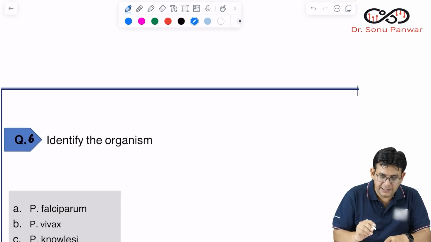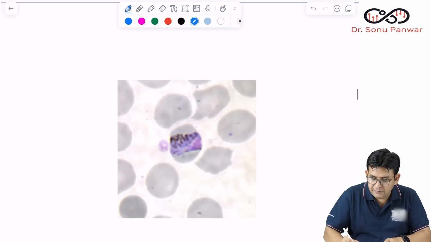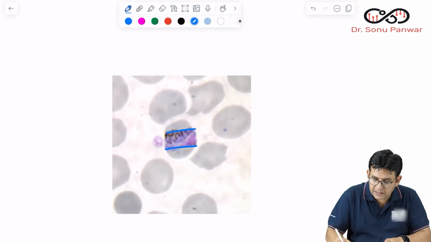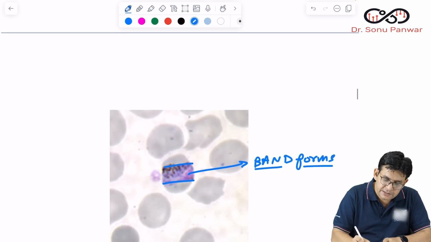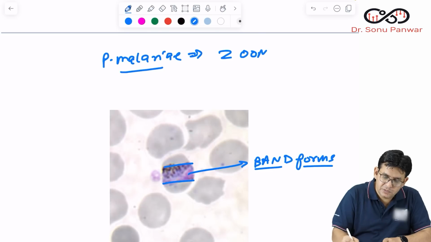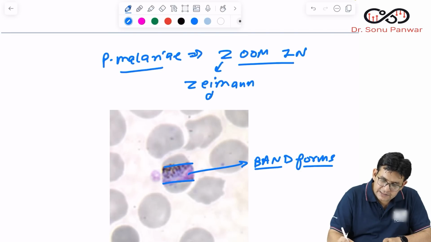The organism needs to be identified in the picture given. So guys, these are the band forms of Plasmodium, the band forms of Plasmodium malariae. What is the mnemonic for Plasmodium malariae? The mnemonic is ZOOM IN. In ZOOM IN, Z is Siemens dot, and old age RBCs. M is maximum incubation period.